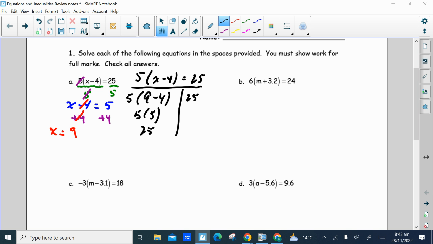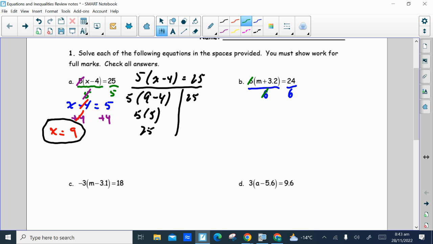We've just shown that when x equals 9, the left side equals 25, which is what the right side is, so it checks. Question B can be done the same way. Both sides are divisible by 6. On the left, it's 6 times m plus 3.2. Those two are hooked together by multiplication, so we can do the opposite. We can divide both sides by 6. And this again works because the right side is divisible by 6.